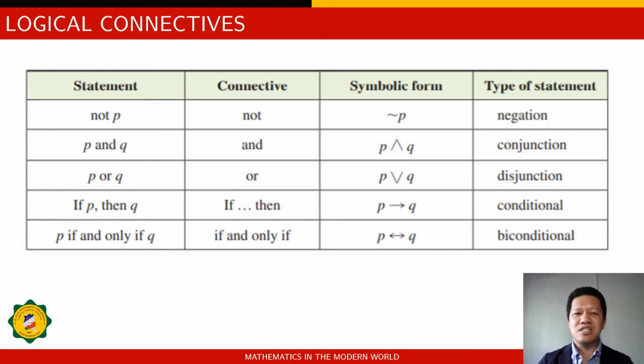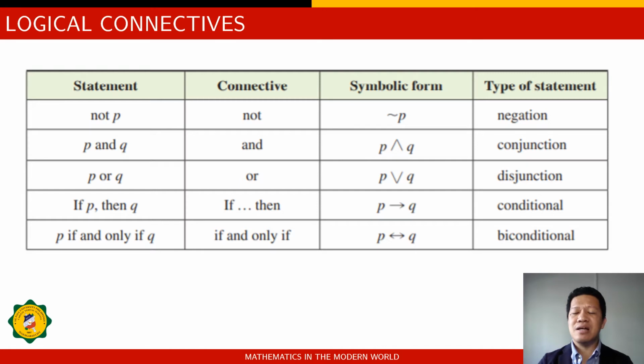For disjunction, we use the word or. P or Q, and this is the symbol for disjunction. For conditional, we use the word if then. If P, then Q. Or you can also use the word implies. P implies Q. And the symbol is this with one headed arrow.